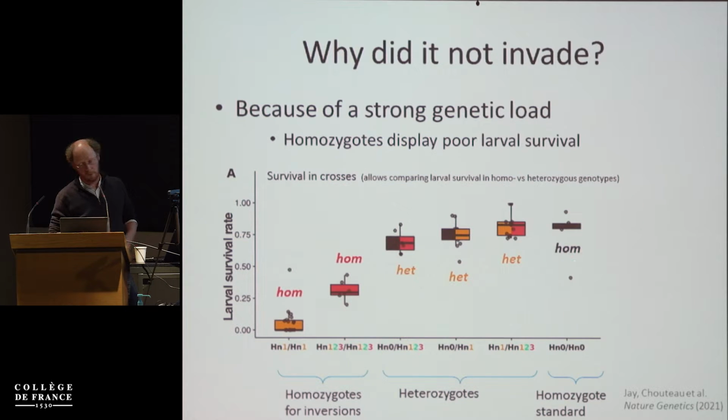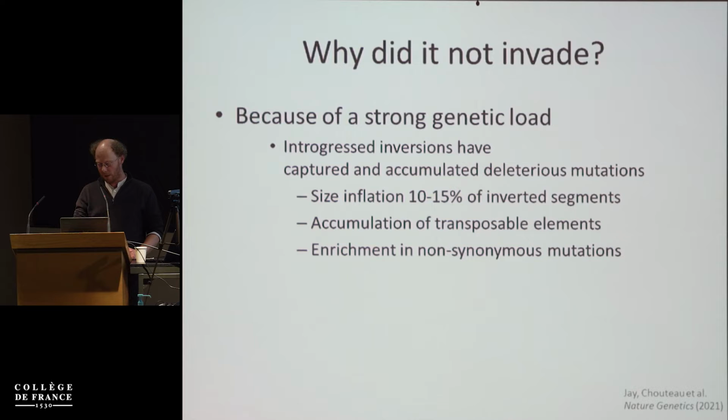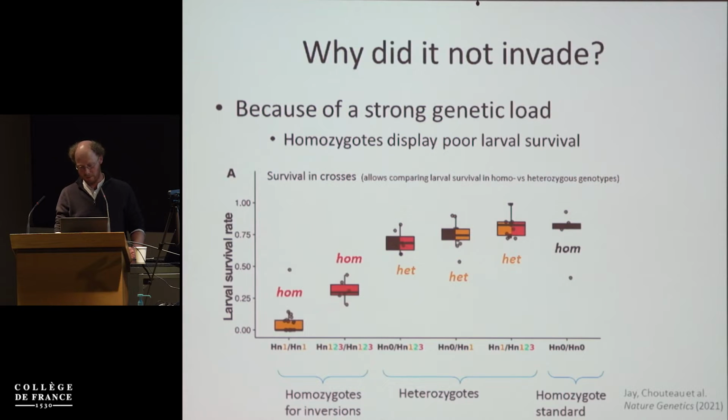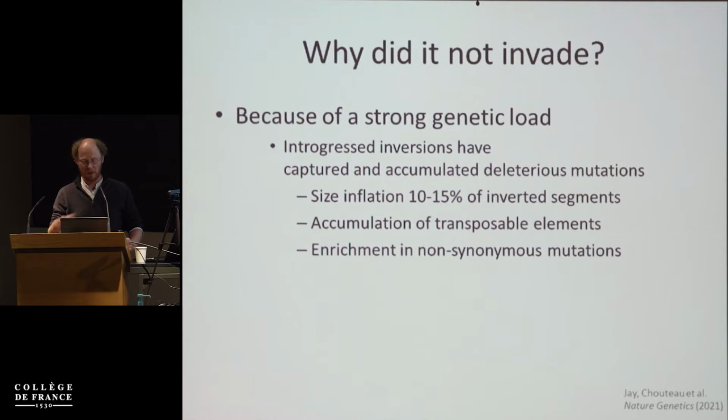And also the standard homozygote is very good at surviving as larvae. So there is a strong cost in being homozygous for the inversion. And so this introgressed segment is great for adaptation, but doesn't seem to be very good for survival. It's very good for adult survival, but not very much for larval survival.